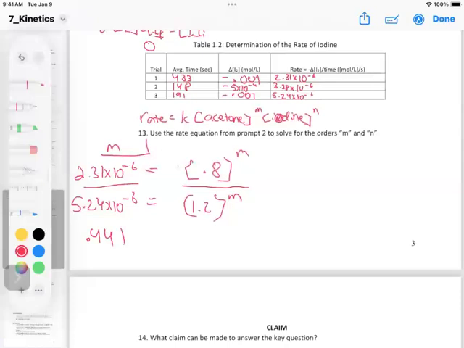Negative 0.441 equals, and I'll just take 0.8 divided by 1.2 in the calculator. It's 0.667. And then we're still going to raise it to the m.